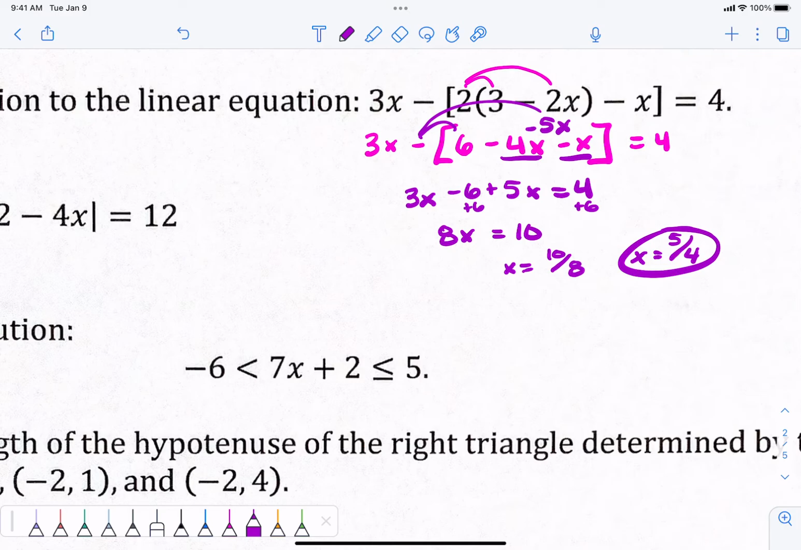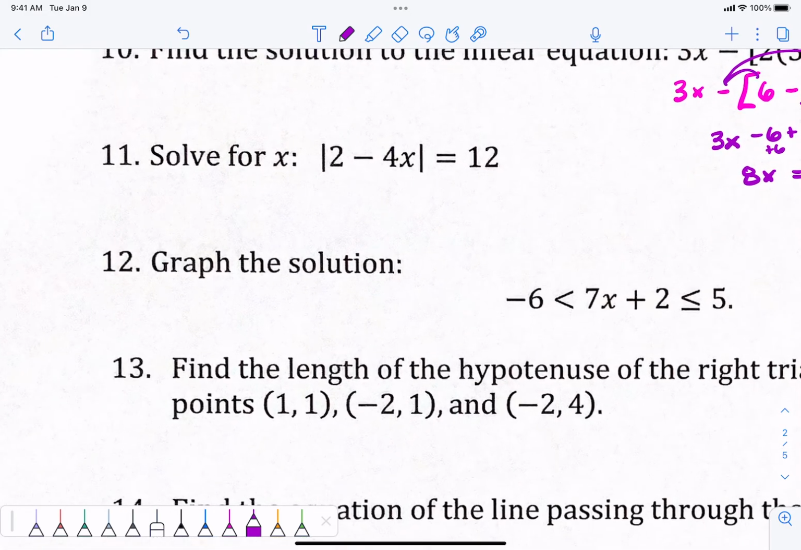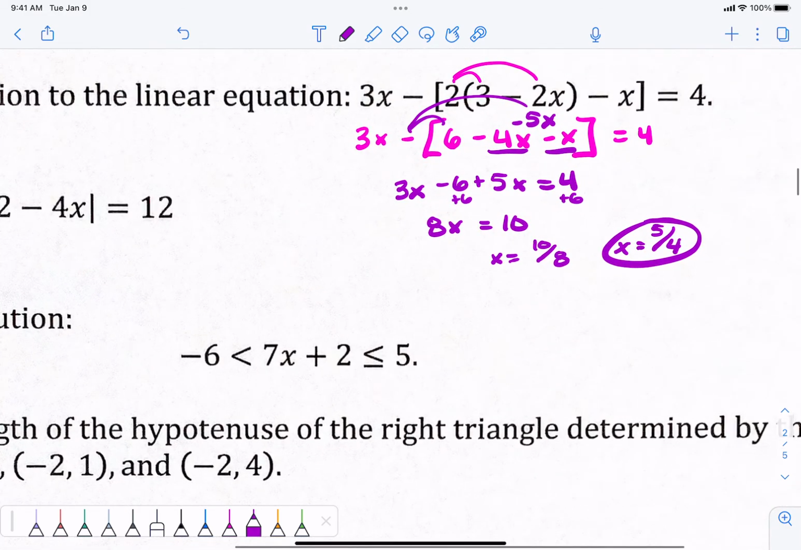Okay. Good. What does that say? X equals what? 5/4.